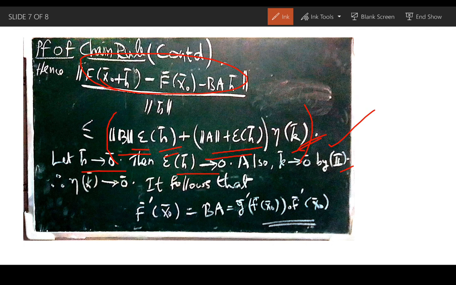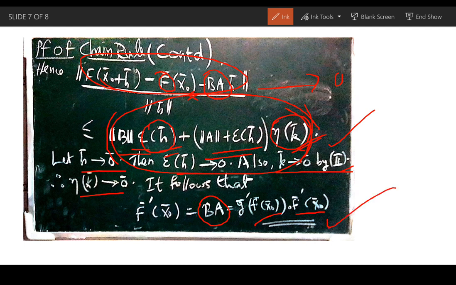Therefore, norm k also tends to 0 as epsilon tends to 0. Once norm k tends to 0, you have eta k tends to 0. So this quantity tends to 0 as h tends to 0. Epsilon of h also tends to 0. So the total right side tends to 0 as h tends to 0. That means left side also tends to 0. This is precisely saying capital F is differentiable at the point x naught with capital F dash at x naught equal to BA. But what is B? It is g dash at the point f of x naught, composite with A, the linear transformation f dash at x naught. And this is what you want to prove.